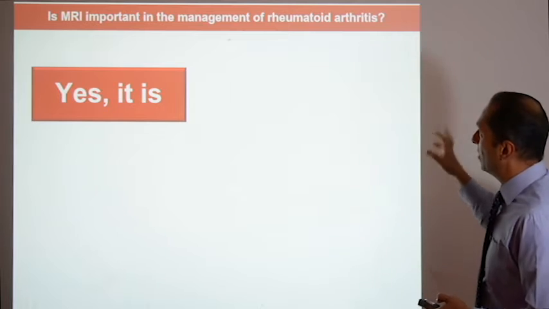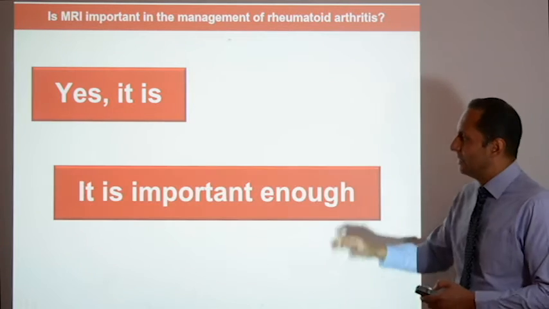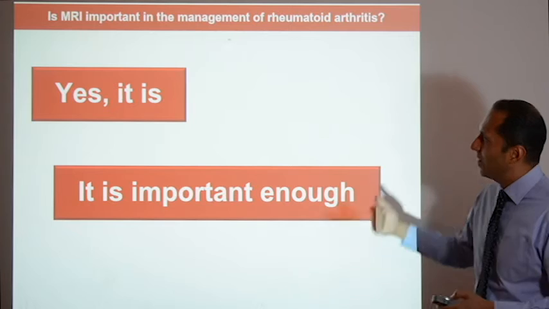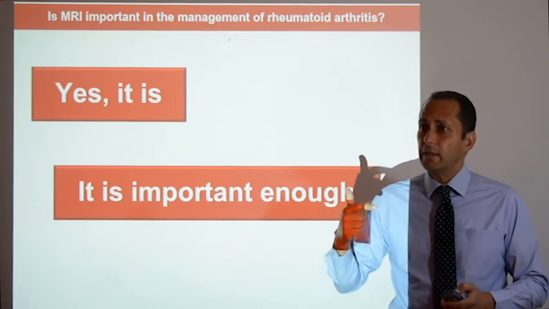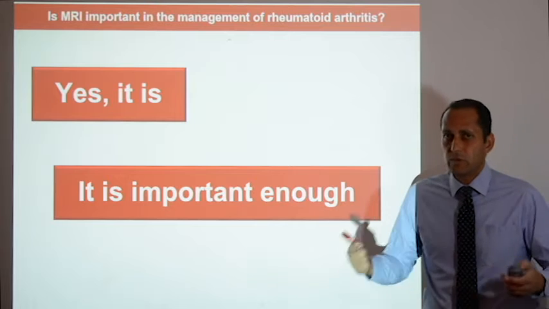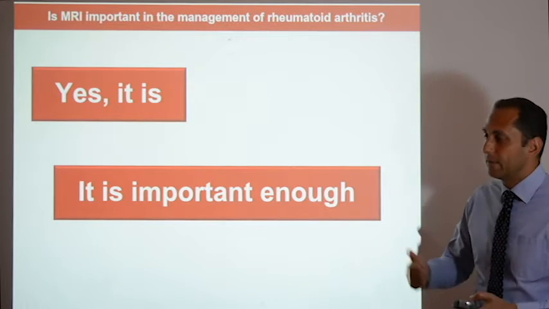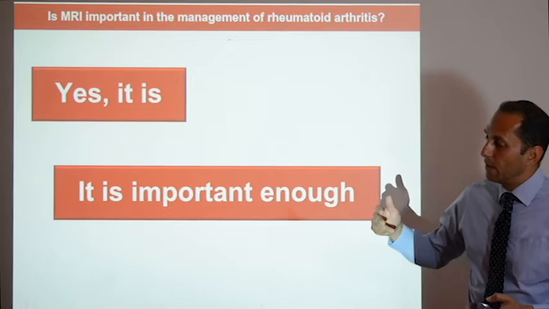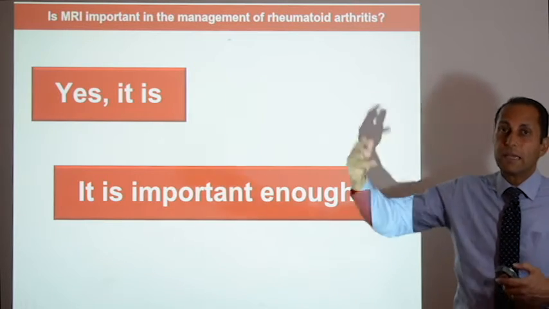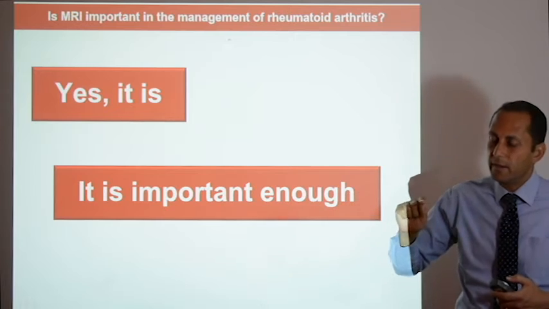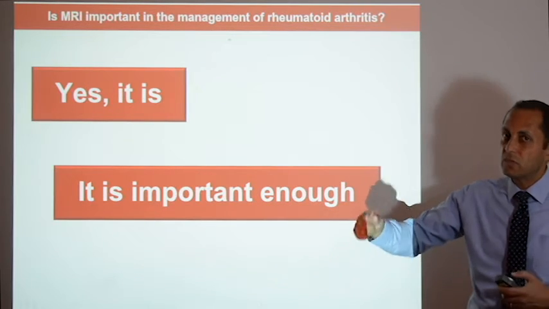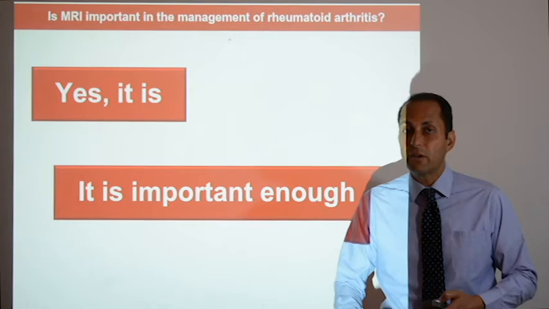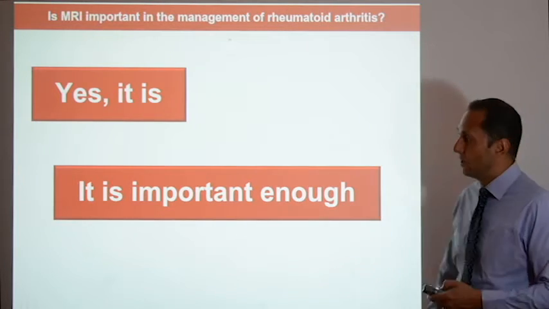So is MRI important in the management of rheumatoid arthritis? Yes, it is. It is important enough. It can diagnose patients with RA when the diagnosis is in doubt. It can help me to exclude rheumatoid arthritis in some patients who turn out to be fibromyalgia sometimes, who look so much like RA. It can help in differential diagnosis and exclude a spondyloarthritis, for example. It can help me in prognosticating and deciding which patient will need more aggressive treatment because he has bone marrow edema and will develop erosions later on, and it can help me define an accurate clinical remission of the disease. So MRI is really important in the management of RA.